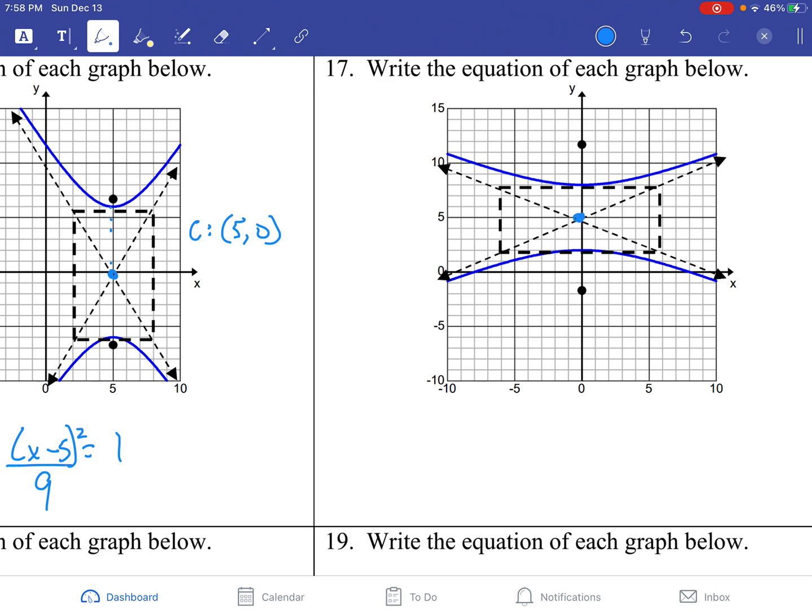All right, next one looks like it's going to be at 0, 5 as our center. All right, since again it's going up and down, it's going to be underneath the y, so the y is going first. So it's going to be (y - 5) squared minus x squared equals 1. All right, the a value looks like it's going to be 1, 2, 3, so that means it's going to be 9. And the b value is 1, 2, 3, 4, 5, 6, so 36. And that is your hyperbola.